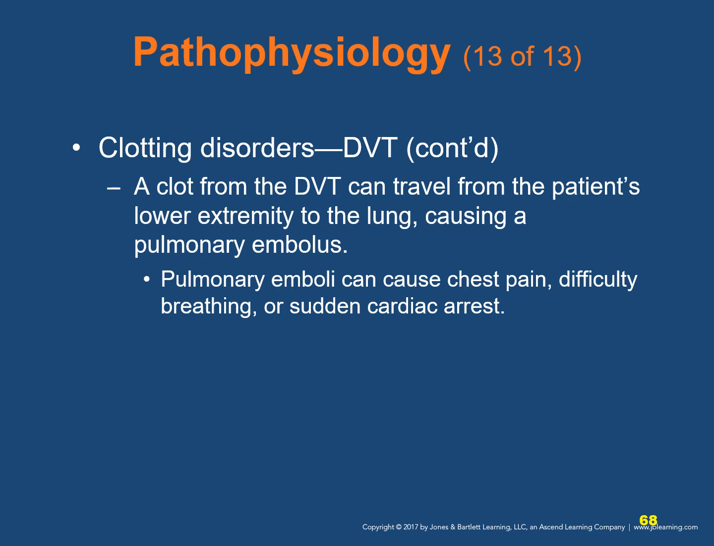Patients prescribed medications to treat DVT are at increased risk of bleeding complications such as gastrointestinal bleeding, and minor trauma is more likely to produce severe internal or external hemorrhage. A clot from the DVT can travel from the patient's lower extremity to the lung, causing a pulmonary embolus. Pulmonary emboli can cause chest pain, difficulty breathing, or sudden cardiac arrest.